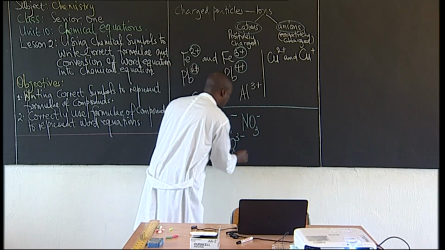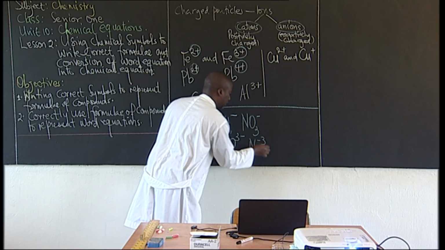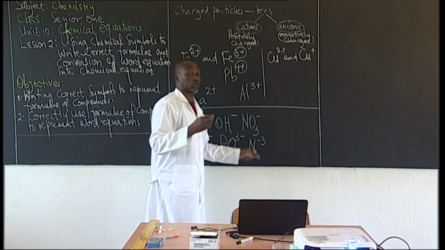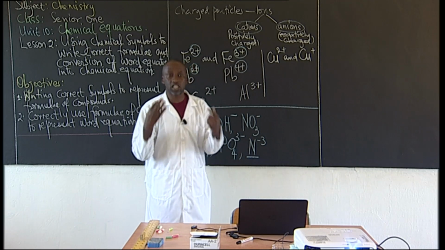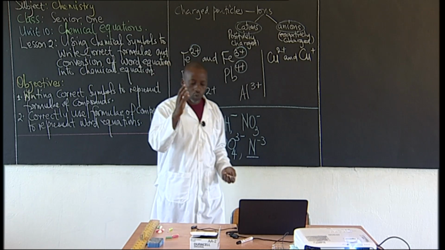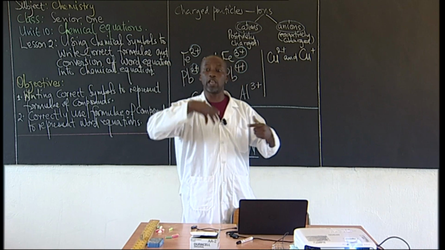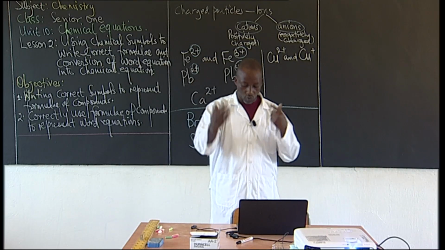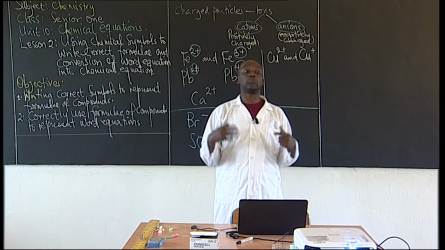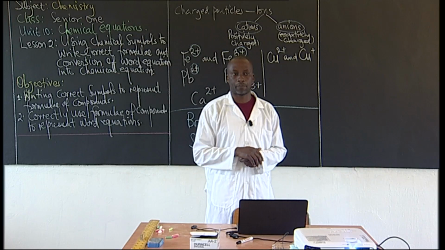The nitride ion, negative 3. This has negative 3, so the valence is 3. So that is what we need. The symbols are very important. You remember we are being reminded of these symbols. I'm sure you still remember them.